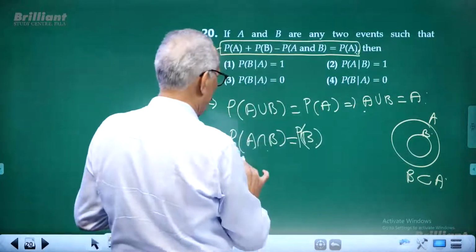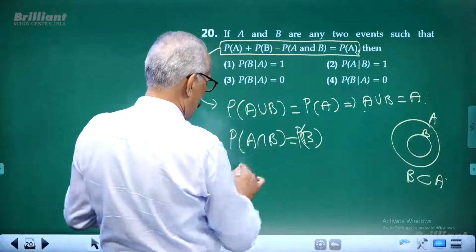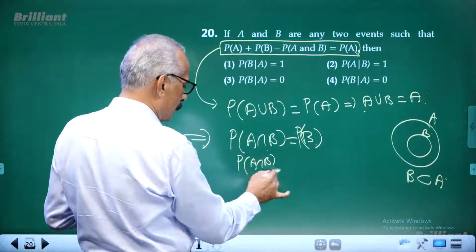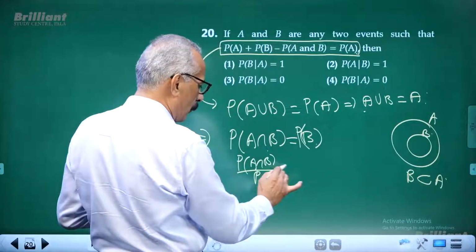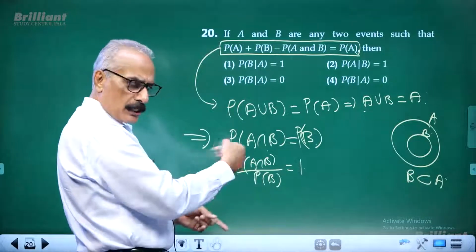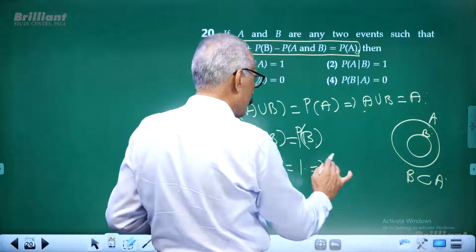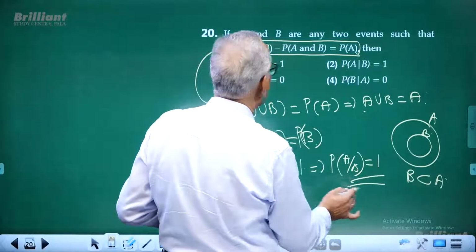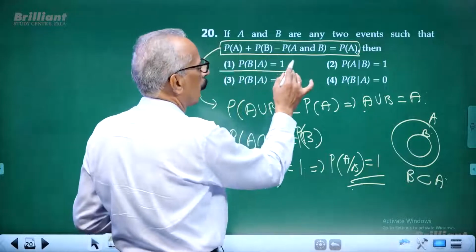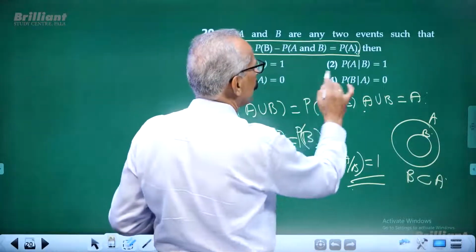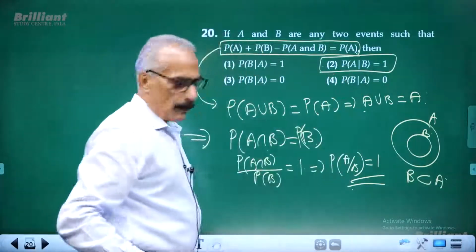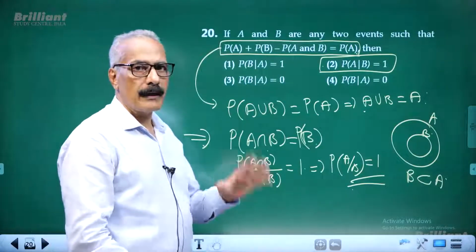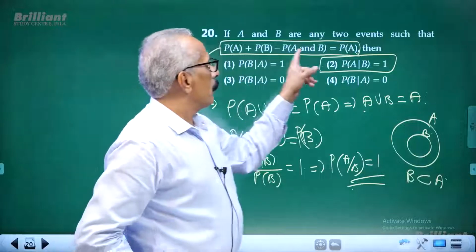What is the formula? Let us divide probability of A intersection B by probability of B, which will be equal to 1. Whose formula is it? Conditional probability. That means probability of A given B is equal to 1. Probability of A given B. That is the second option. Probability of A given B is equal to 1. 20 is 2. Clear?